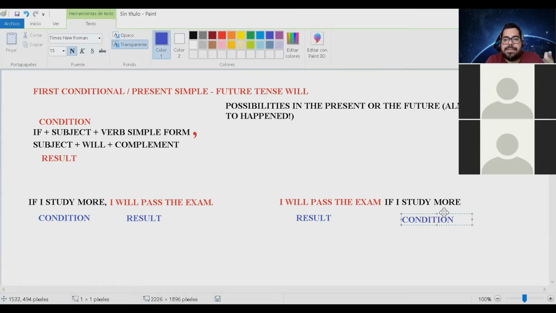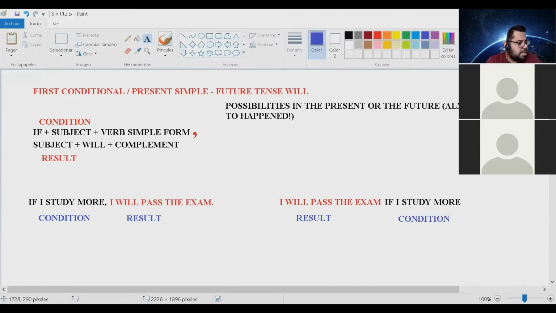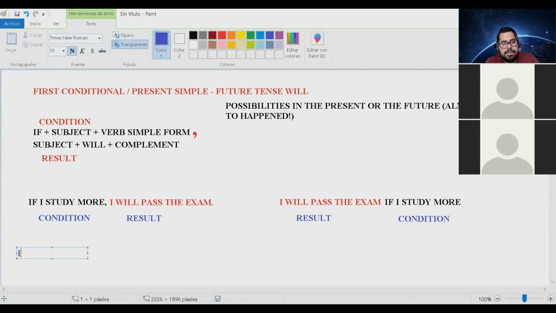Let's provide more examples, guys, to make this clear. What could be another example? I'm going to write the example without explanation. For example, if it is sunny, I will go for a walk. It means, guys, that if I have this condition, esto posiblemente va a suceder o va a pasar. Vean que esa es la posibilidad, que es casi seguro que va a suceder, guys. I will go for a walk.